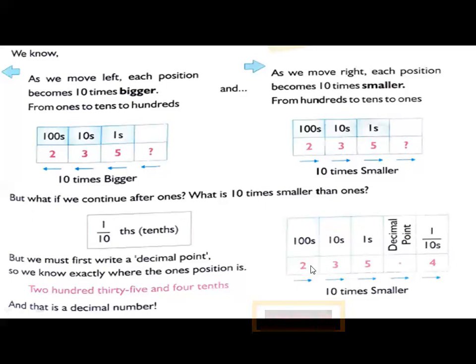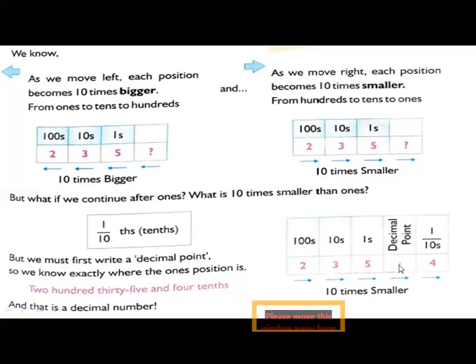Look at this last table, 235.4. So now we are writing a decimal number. The point is called decimal point. The number before the decimal point, that is to the left side, is called the whole number. So what is the whole number? 235 is the whole number, and decimal point. After decimal point, they have given 4. So 4 is the decimal number.